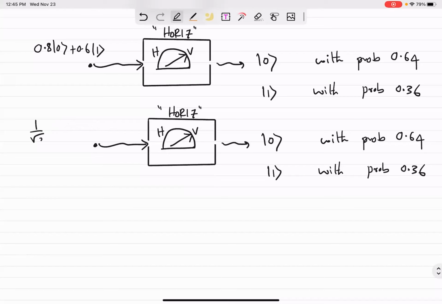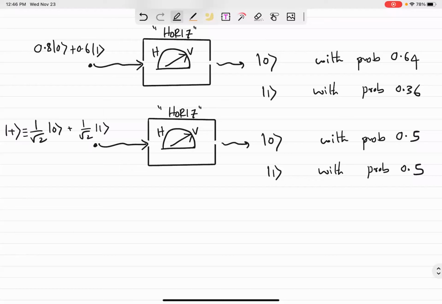If I do 1/√2 times 0 plus 1/√2 times 1, which is a plus, then you get something like a, intuitively, uniformly random bit. So what you get out is in state 0 with probability half and state 1 with probability half. It's like tossing a coin.